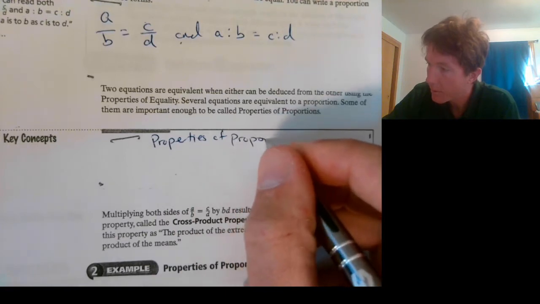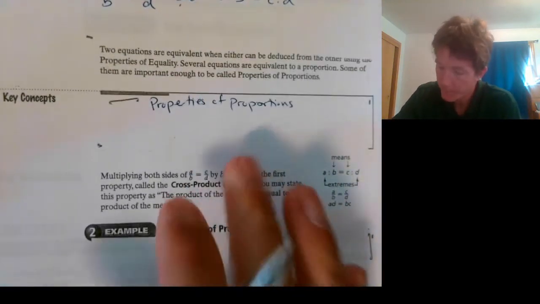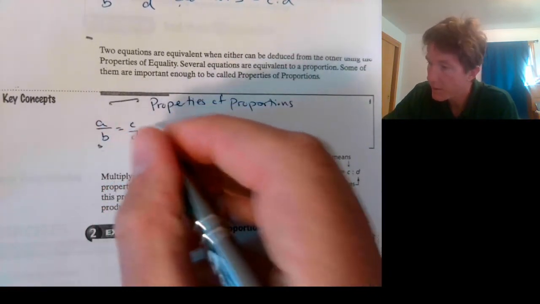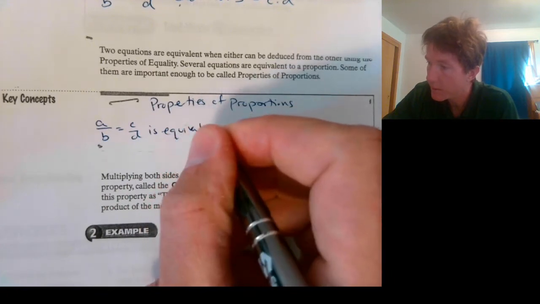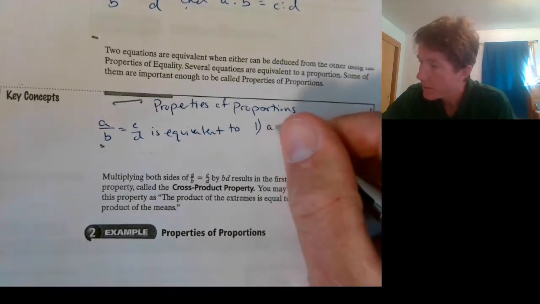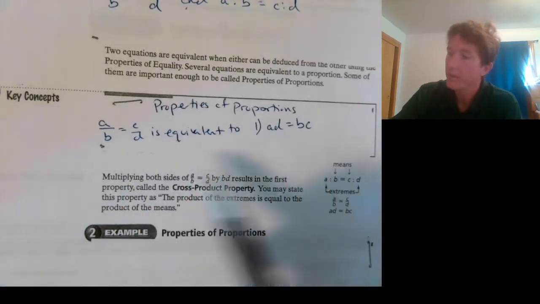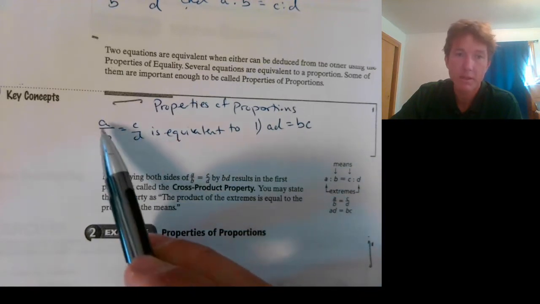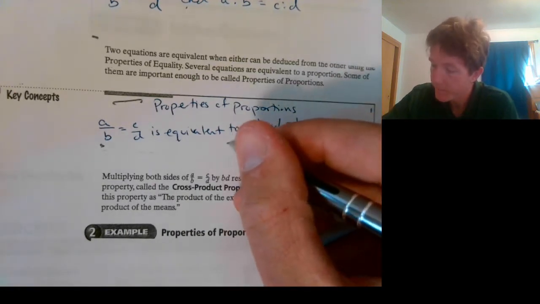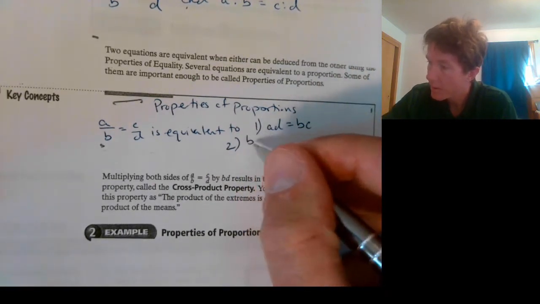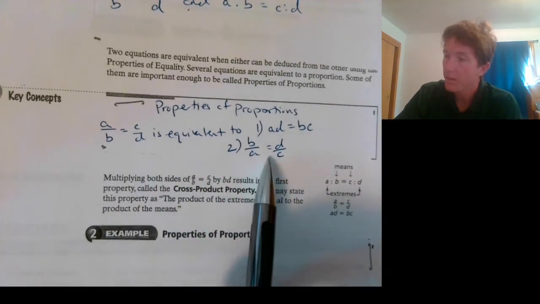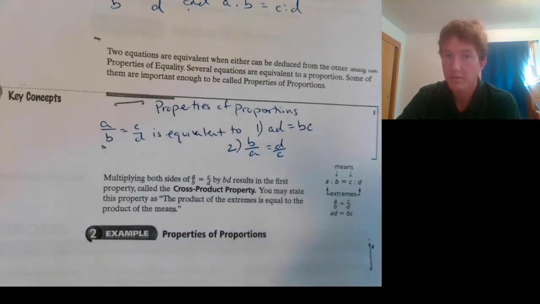Properties of proportions, key concept. So A over B is equal to C over D is equivalent to a whole bunch of stuff here. AD equals BC. This would be if I cross multiplied this. Cross multiply, AD equals BC. That's number 1. Number 2 is B over A equals D over C. Here we just flip these upside down. That's a totally valid maneuver.